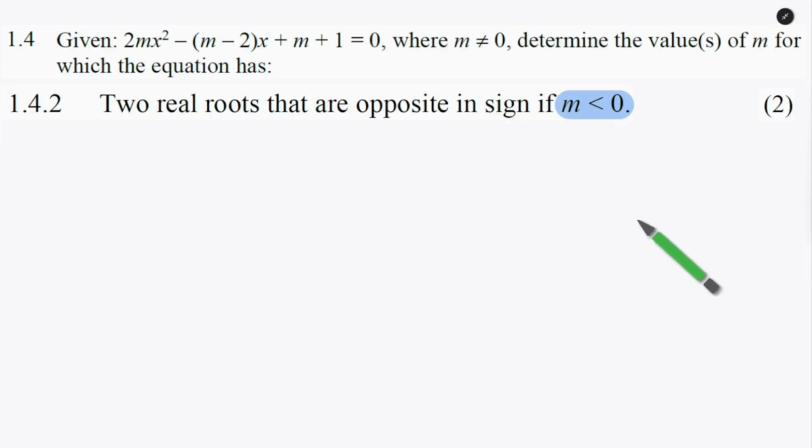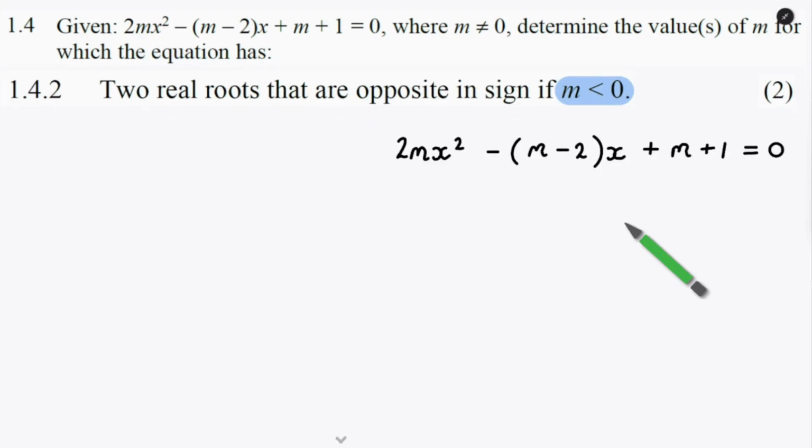Okay, buckle up. This question is rougher than a goat's knee, my bro. Alright, so we want two real roots that are opposite in sign if m is less than 0. So if m is less than 0, we're going to grab the equation and analyze it if that's the case. If m is less than 0, that's a fancy way of saying m is negative. So 2m will also be negative. 2 times a negative number also gives you a negative number.